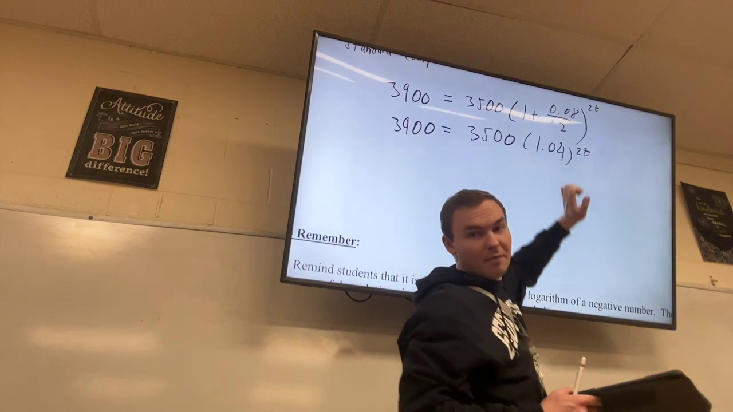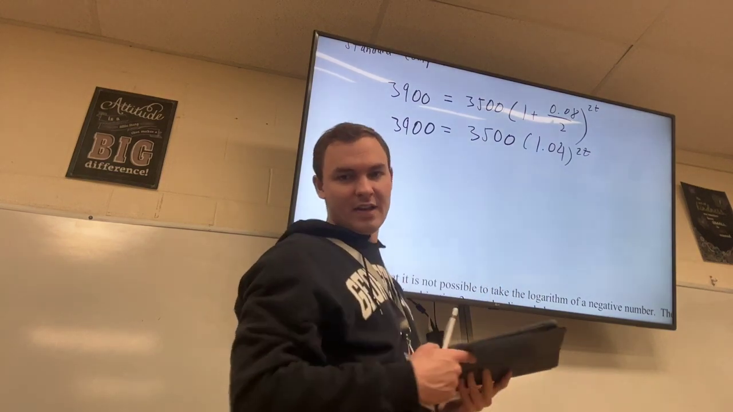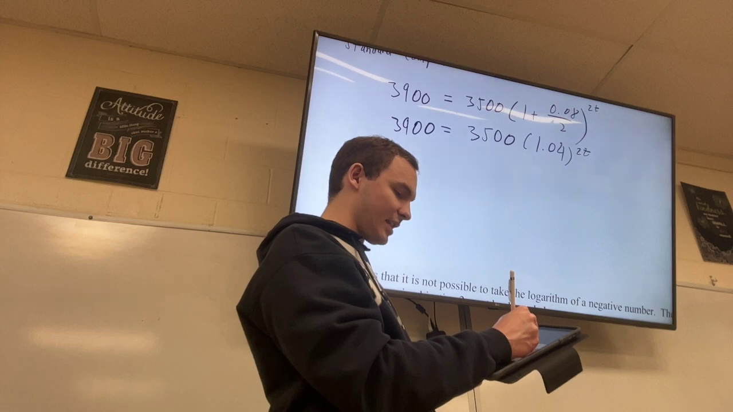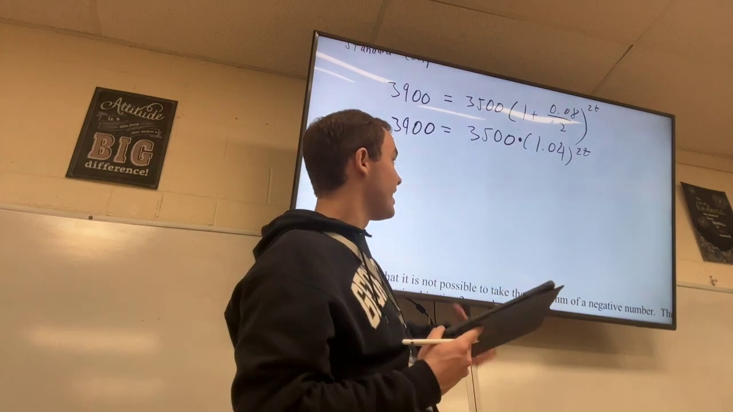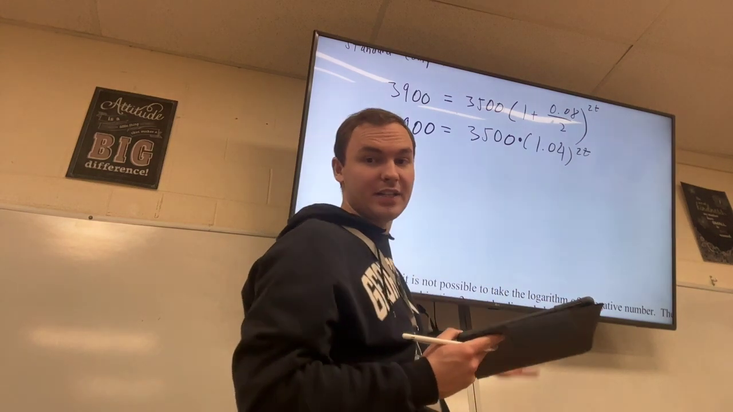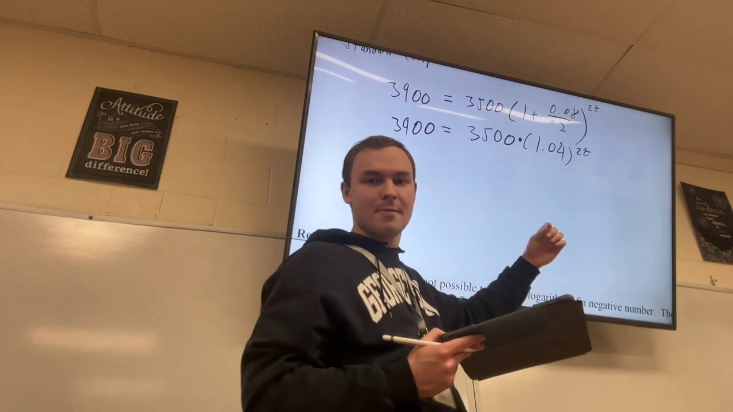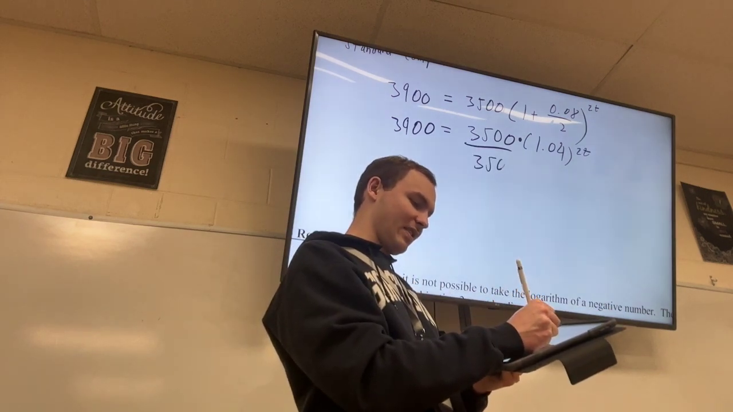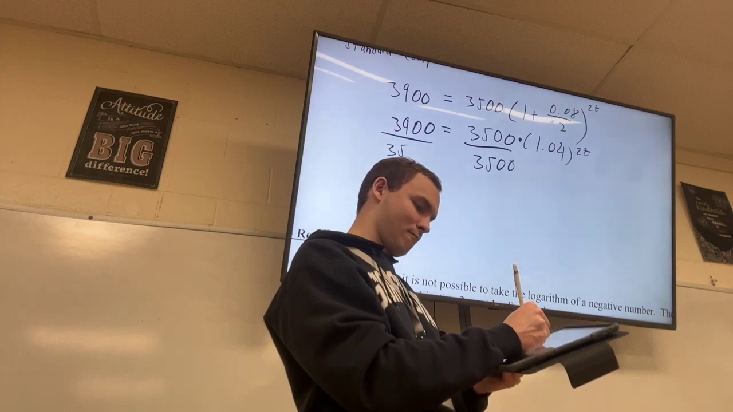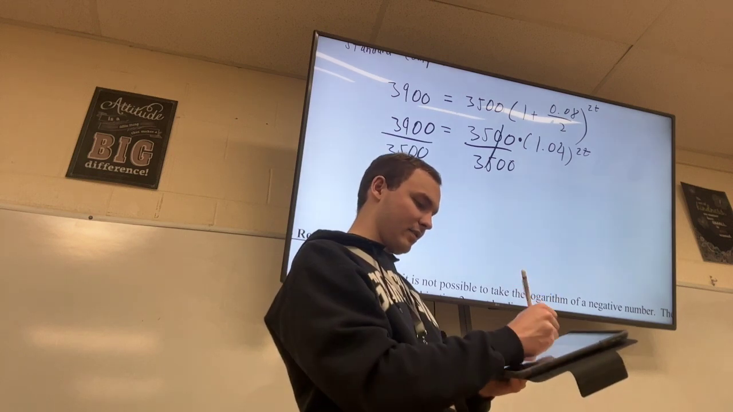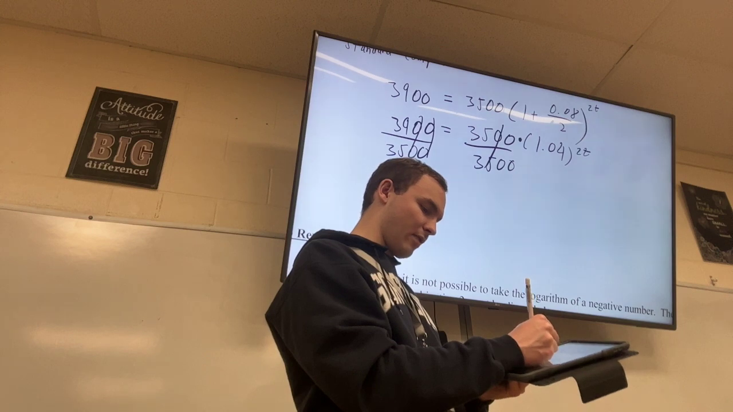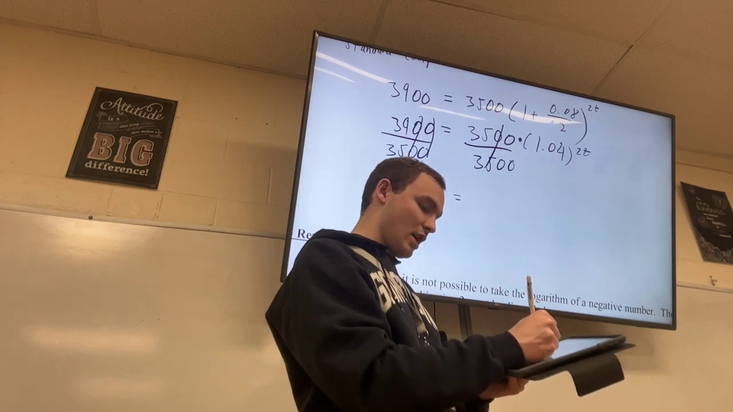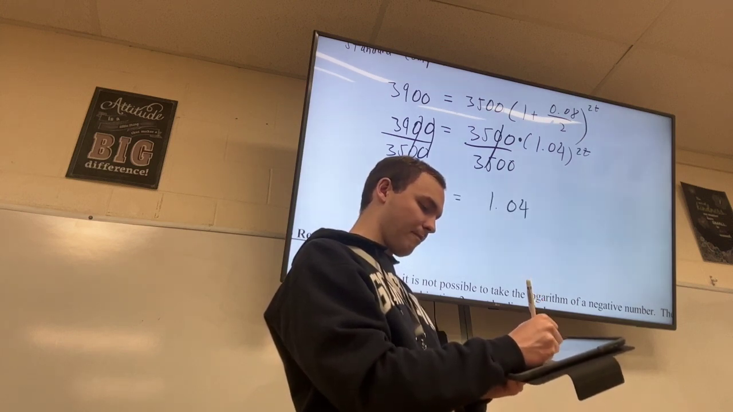So first I want to get the 1.04 by itself. I have this 3,500 here I got to deal with. This is 3,500 times 1.04 raised to the 2t. So to undo multiplication, right, Algebra 1, you do division. Okay, so those two zeros, we get 39 over 35 equals 1.04 to the 2t.